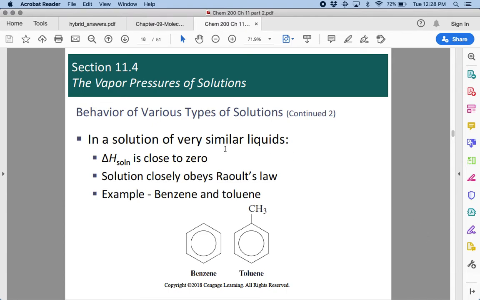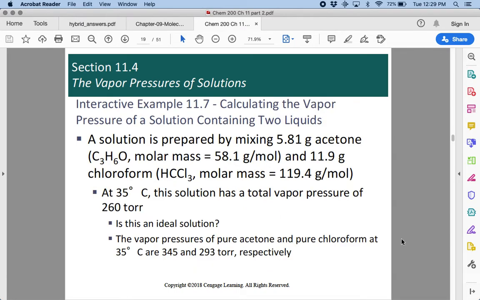If we have two very, very similar liquids, the delta H of the solution is going to be essentially zero because they're going to pretty much behave similarly. And so it will resemble Raoult's law very, very closely. An example we have for that is benzene and toluene. You don't need to know the names of these compounds, just look at the fact that they're both very, very similar in their physical shape. Here's an example where we can calculate the vapor pressure in a liquid-liquid solution. So go ahead and try this one.